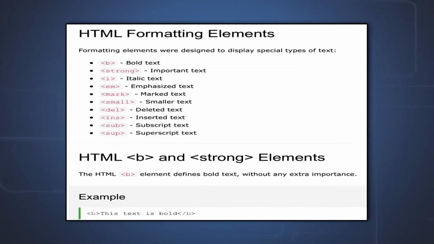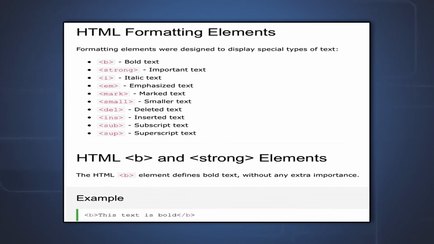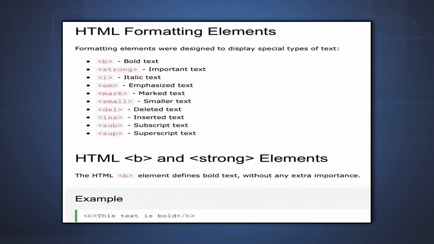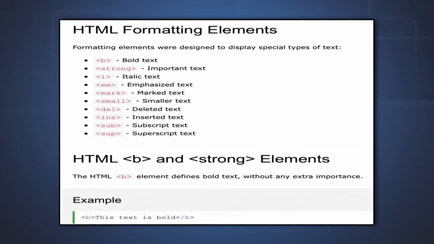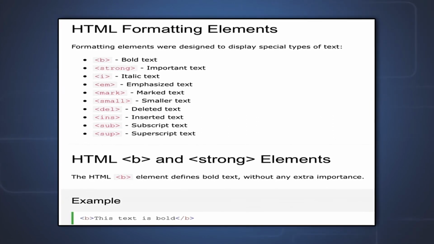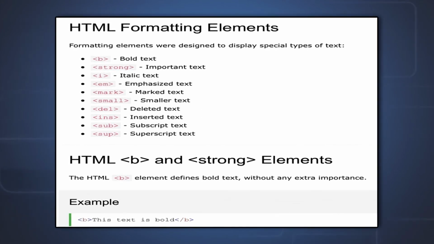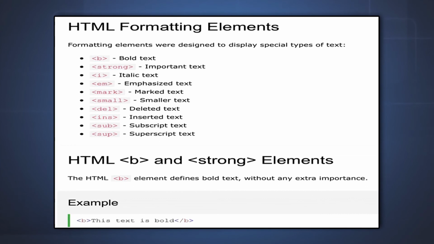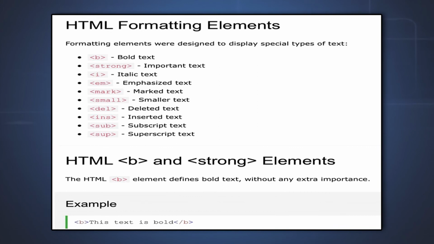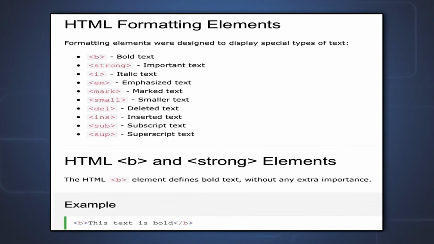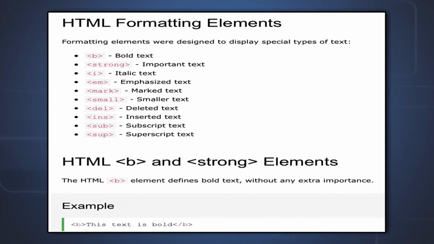One is the B tag, which is for bold text, then the strong tag for important text, then the I tag for italic text, then the EM tag for emphasized text, then the mark tag for marked text. Then we have the small tag for smaller text. We have the del tag for deleted text. Then we have the ins tag for inserted text. We have the sub tag for subscript text. Then we have the sup tag for superscript text. So these are some elements that can be used to format the text.